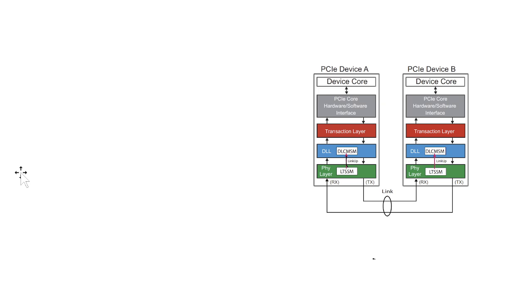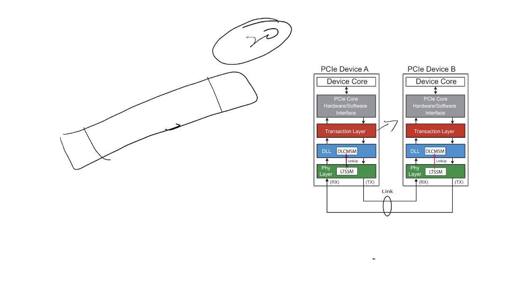So how it will send again, we'll see. Let us say you are sending 20 packets. The transmitter's transaction layer will generate 20 packets. Once the transaction layer generates the 20 packets, it will give them to the data link layer. What happens in the data link layer? It will add a sequence number and an LCRC.